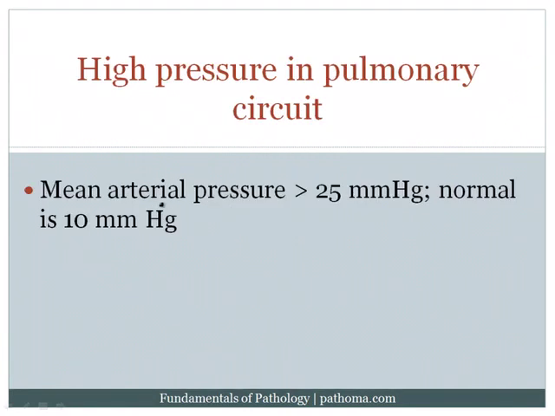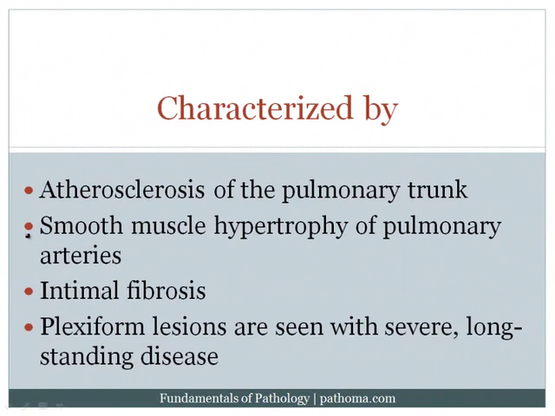circuit. Now, normally the pressure in the pulmonary circuit is fairly low. It's only about 10 millimeters of mercury. However, were the pressure to increase, for example, beyond 25 millimeters of mercury, that would then be defined as pulmonary hypertension. Pulmonary hypertension is characterized by a few important pathologic changes. You get atherosclerosis of the pulmonary trunk. The idea here is that if there's high pressure on a vessel, that increases the risk of atherosclerosis. You're well aware of the fact that hypertension is a risk factor for atherosclerosis.